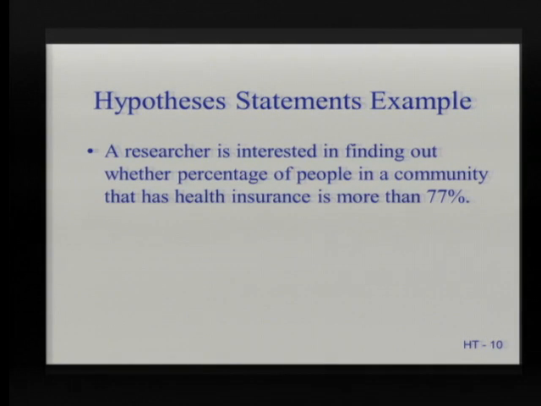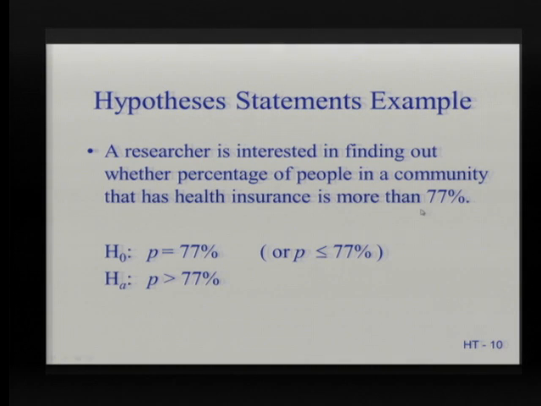A researcher is interested in finding out whether the percentage of people in a community that has health insurance is more than 77%. Right? So people are interested in whether the percentage is more than, maybe in the past it's 77%, but now you believe it's more than 77%. So that's why you want to do the research, right? So what's a null? Proportion is 77%, no different than that value. And the alternative will be what? Reflecting this question, more than 77%, right? More than means we're strictly greater than 77, okay? Hope that makes sense, right?